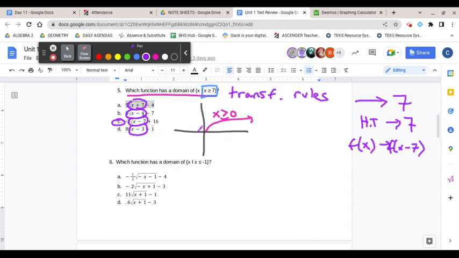I know the graph was also transformed, so it kind of looked like this, but all we're worried about here is a horizontal transformation. The rest of the transformations don't matter. And so here, x is greater than or equal to 7. So a couple ways: we can guess and check in Desmos, plug them in, or we can use our transformation rules. Either way works.